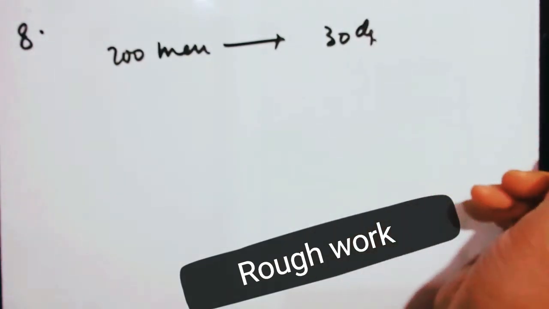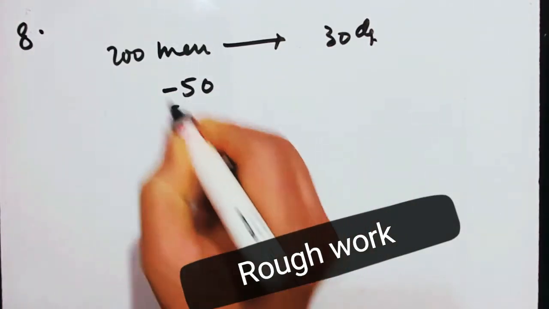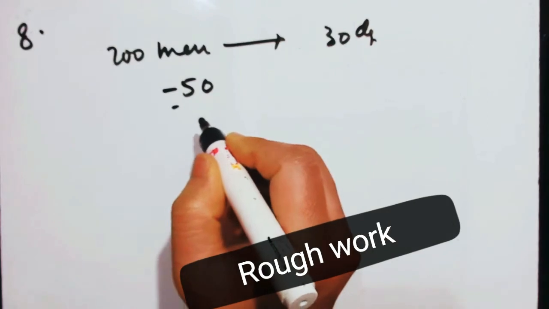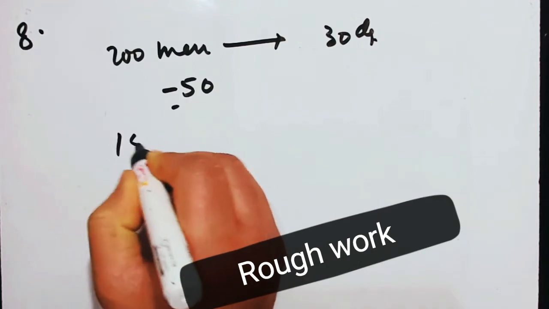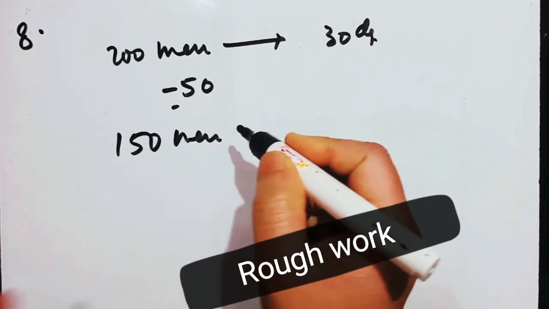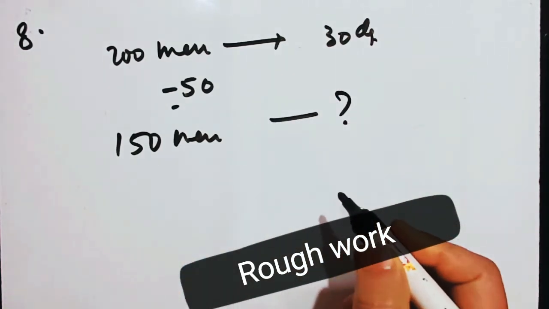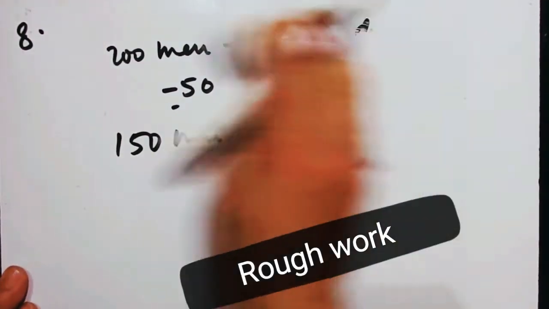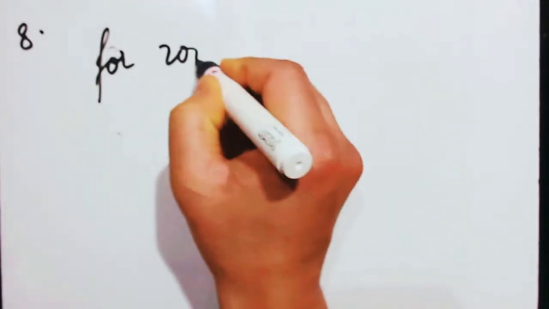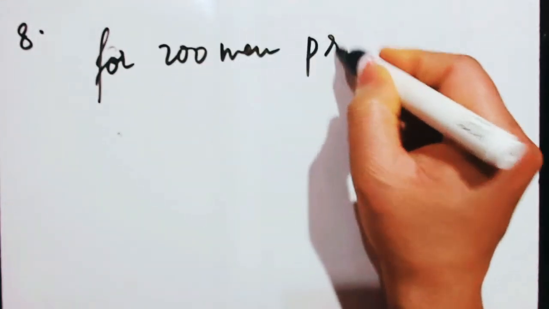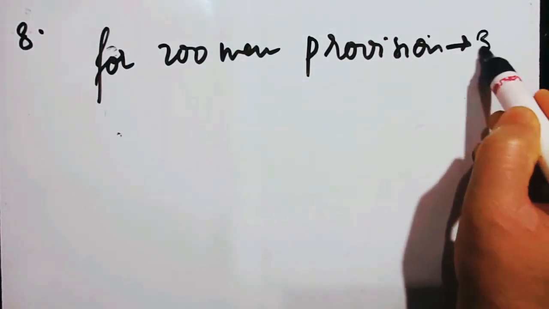Fine. 50 men left. So if 50 men left, how many men were there? After 50 men left, 150 men were left. They are asking that if 50 men left, the same provision would last for how many days? I find that this is already in arranged form. So for 200 men, the provision was for 30 days.